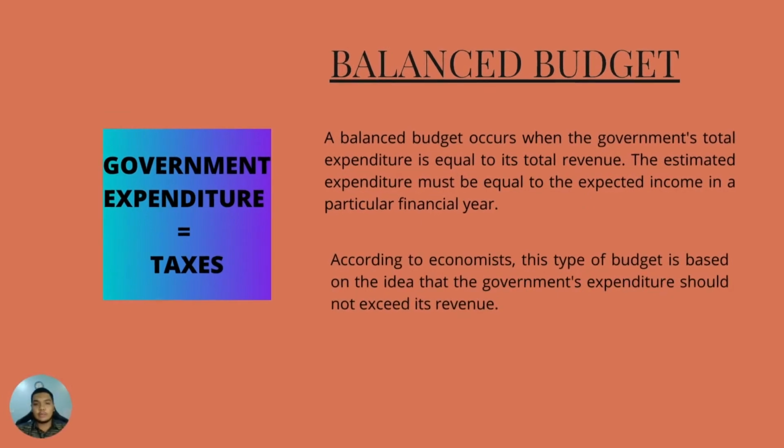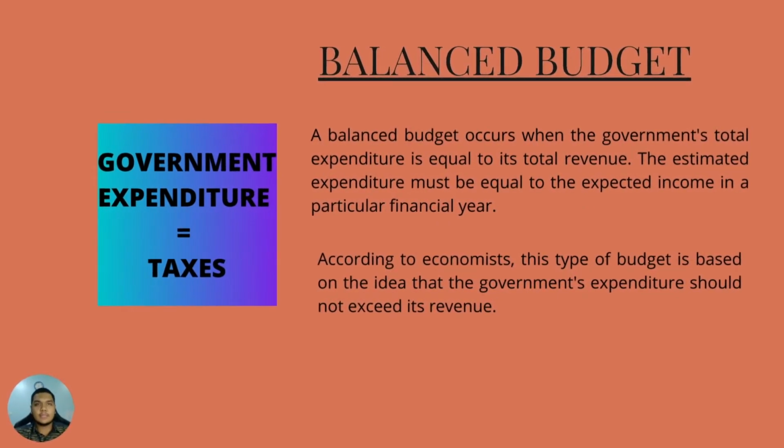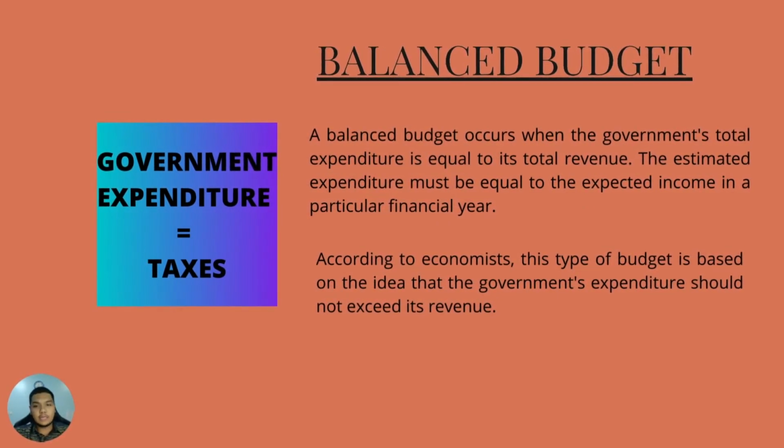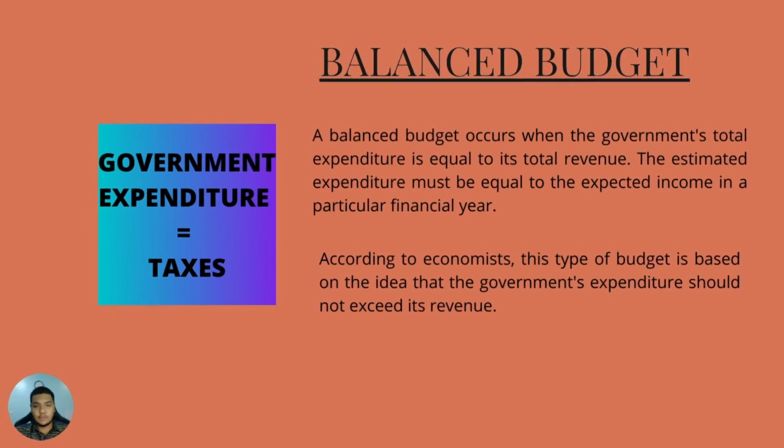Today, I am going to explain about three types of national budget. So, the first one is a balanced budget. A balanced budget occurs when the government's total expenditure is equal to its total revenue.